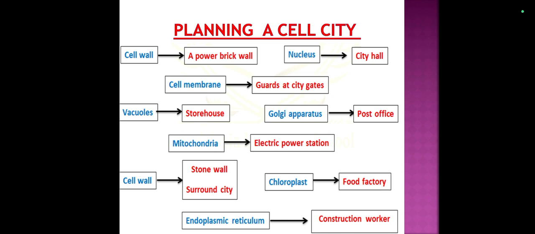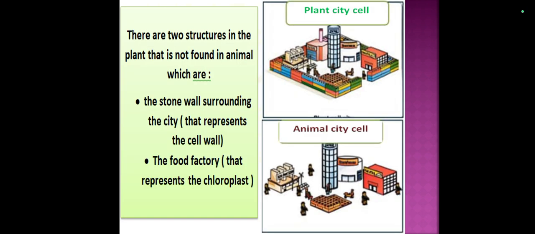If we are going to make a model of the plant cell and the animal cell, every block in this model will represent a structure in the cell. So if you are going to make a model of the cell, we are going to make a city. The nucleus is like the city hall here in the picture. As you can see, the nucleus is in the middle, located at the center of the city. So that's the nucleus. The bricks are for the cell wall.